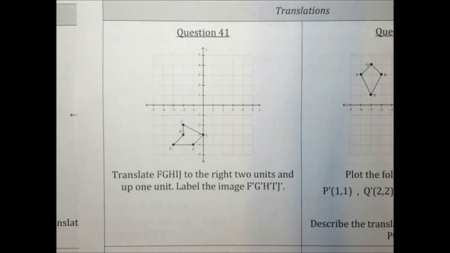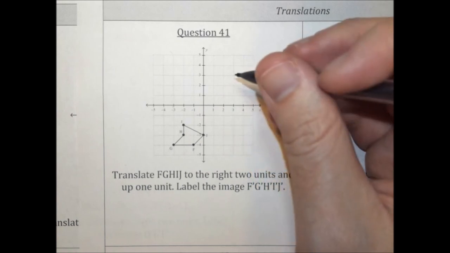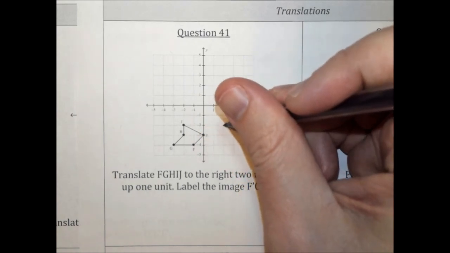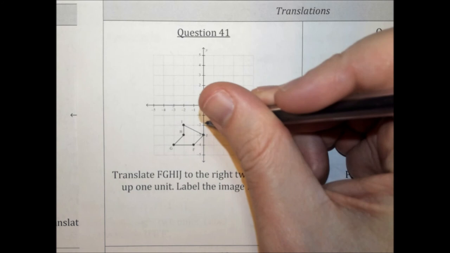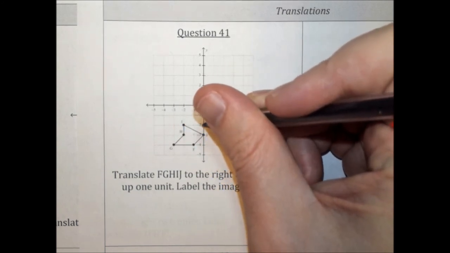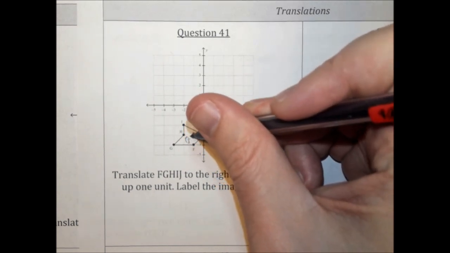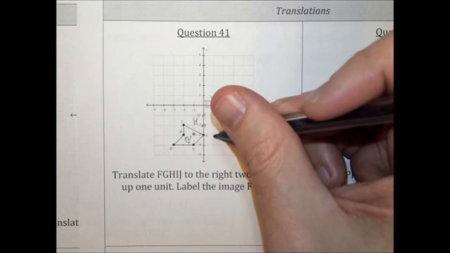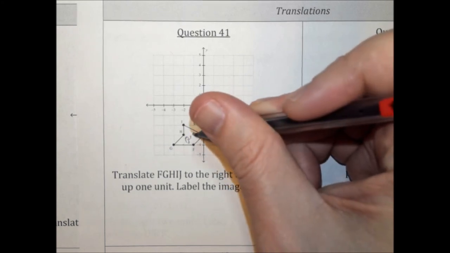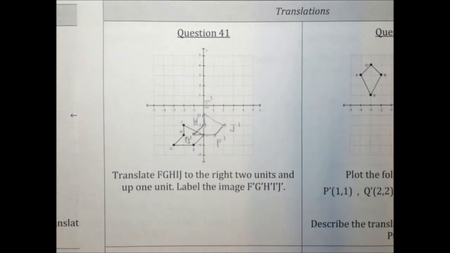Question 41. Translate F, G, H, I, J to the right 2 units and up 1 unit. Label the image F prime, G prime, H prime, I prime, J prime. So he wants to move this shape to the right 2 and up 1. Right 2, up 1, that's where J prime is. Right 2, up 1, that's where I prime is. Right 2, up 1, that's where H prime is. Right 2, up 1, that's where G prime is. Right 2, up 1, that's where F prime is. Let's connect them using a ruler. There we go, there's our new shape.